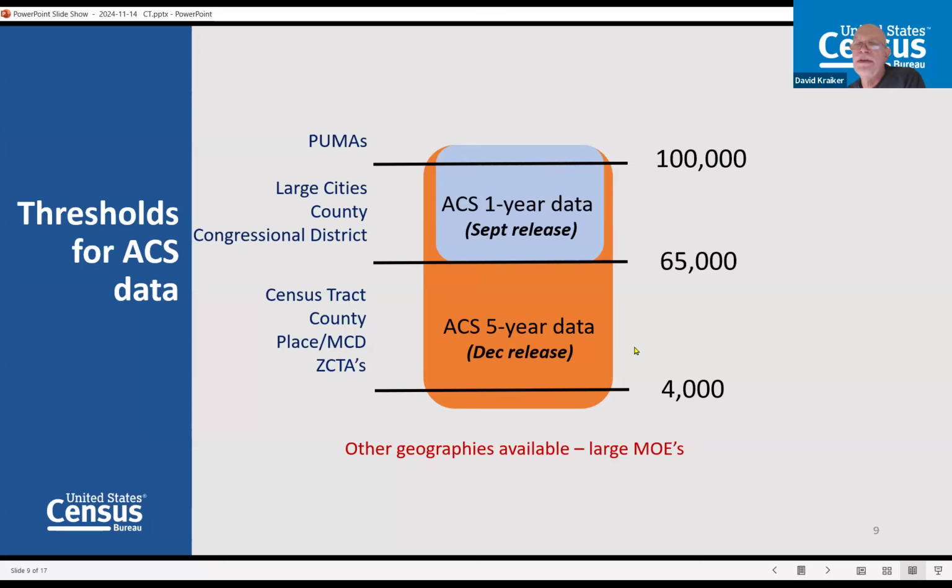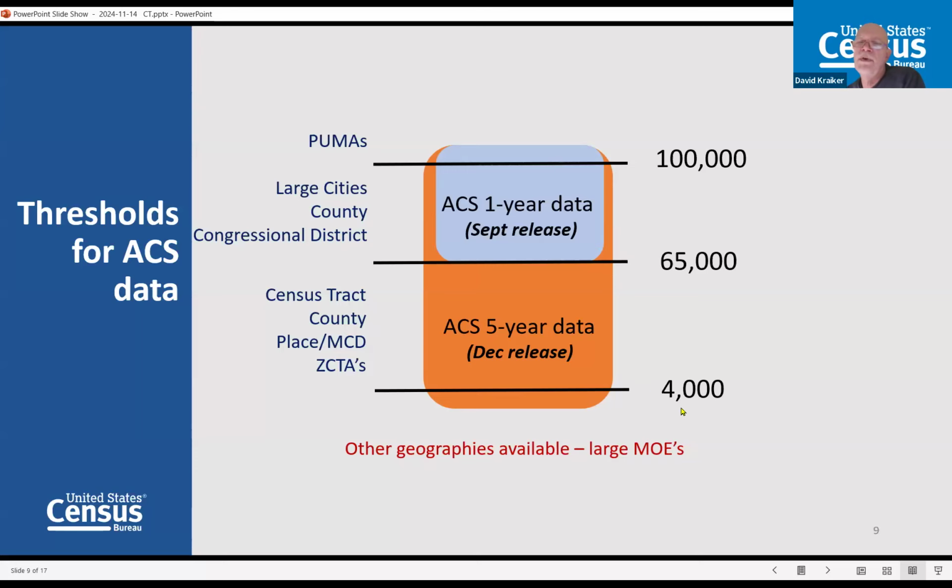That is from 65,000 and below, but also for above 65,000. So if you have a city or county that's larger than 65,000, you have the option of the 1-year data or the 5-year data. Okay, so you can do either one.